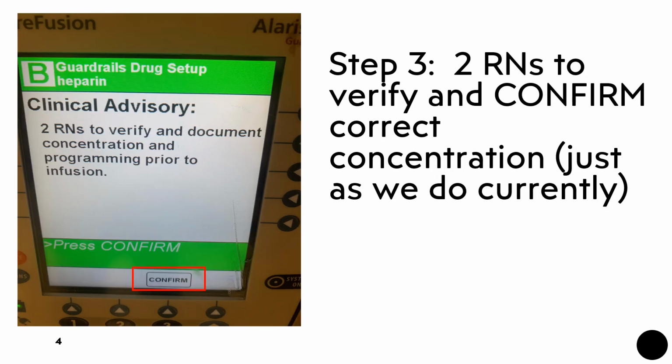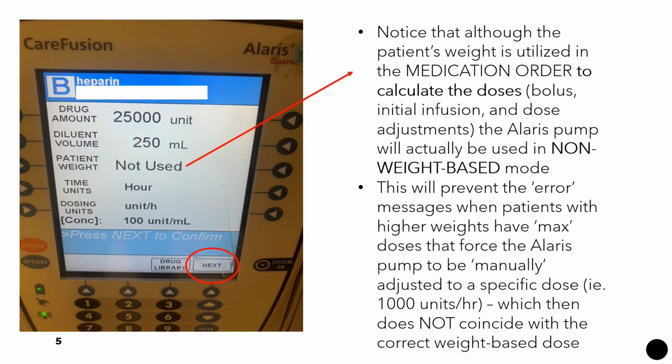Step number 3 is for 2 RNs to verify and confirm the correct concentration, just as we do currently. This is not any change. Next, you see that once you do that, it shows you the amount of drug, 25,000 units in 250 milliliters. And notice here that although the patient's weight is not utilized in the pump, it is used, as we saw in the medication order, to calculate the doses. Remember, it calculated the bolus dose, the initial infusion, and even the dose adjustments. But here in the Alaris pump, the weight is not going to be used. Notice that the dosing is in units per hour for the maintenance infusion.